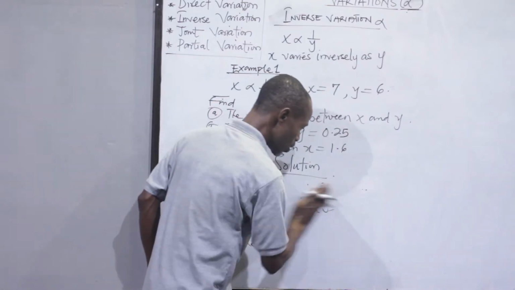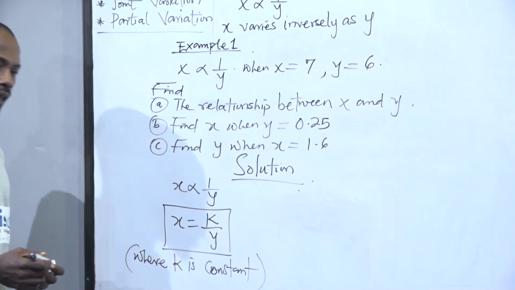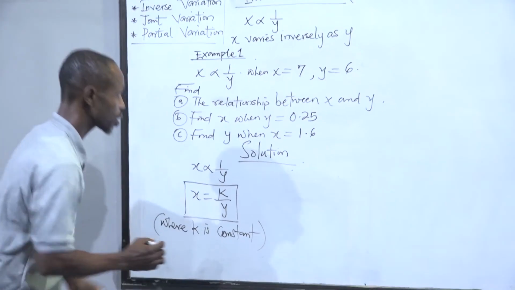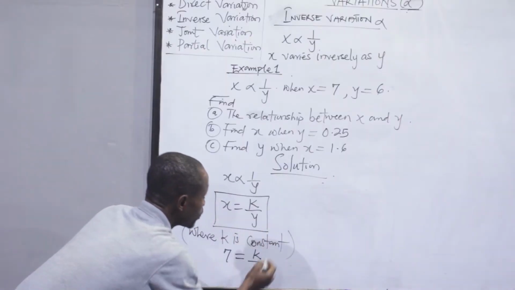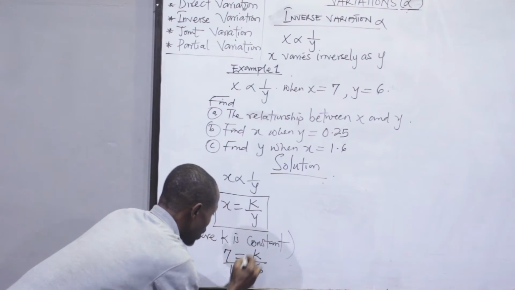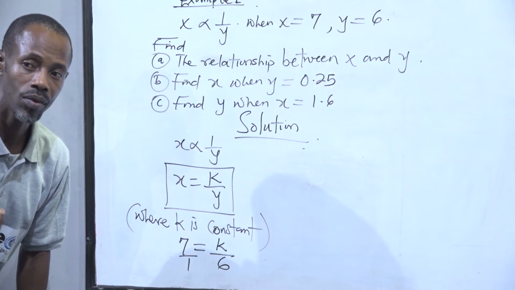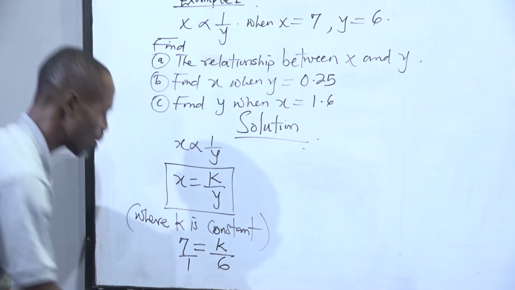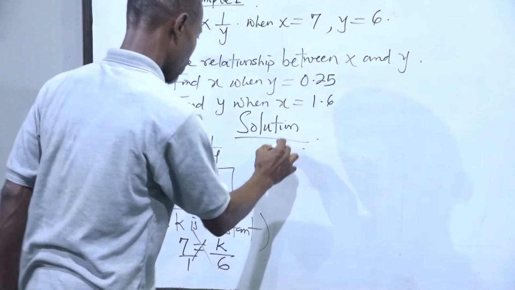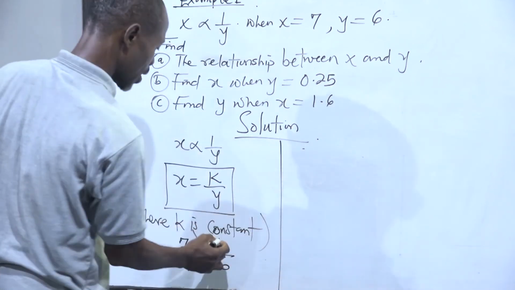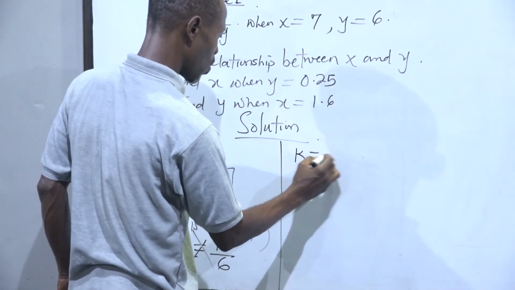Now after doing this, you know the next step. Take the first two numbers given, as before in the direct variation, and slot them in like this. 7 equals K all over 6, all over 1. What do you do? You multiply both sides by 42, using the LCM method. Or you just cross multiply the expression. So when you cross multiply this expression, what you now have is K times 1, 7 times 6, 42. So K equals what? 42.